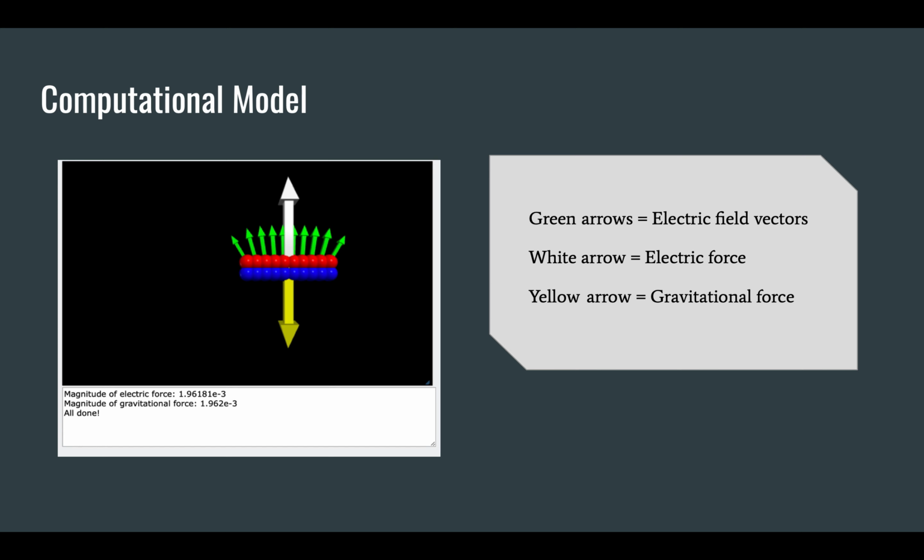So here's the computational model that we get from this lab. We get that the magnitude of the electrical force is 1.96 times 10 to the negative third, which is equal to the gravitational force, so that checks out. The green arrows are the electric field vectors from each point charge, and the white arrow is the electric force, while the yellow arrow is the gravitational force.